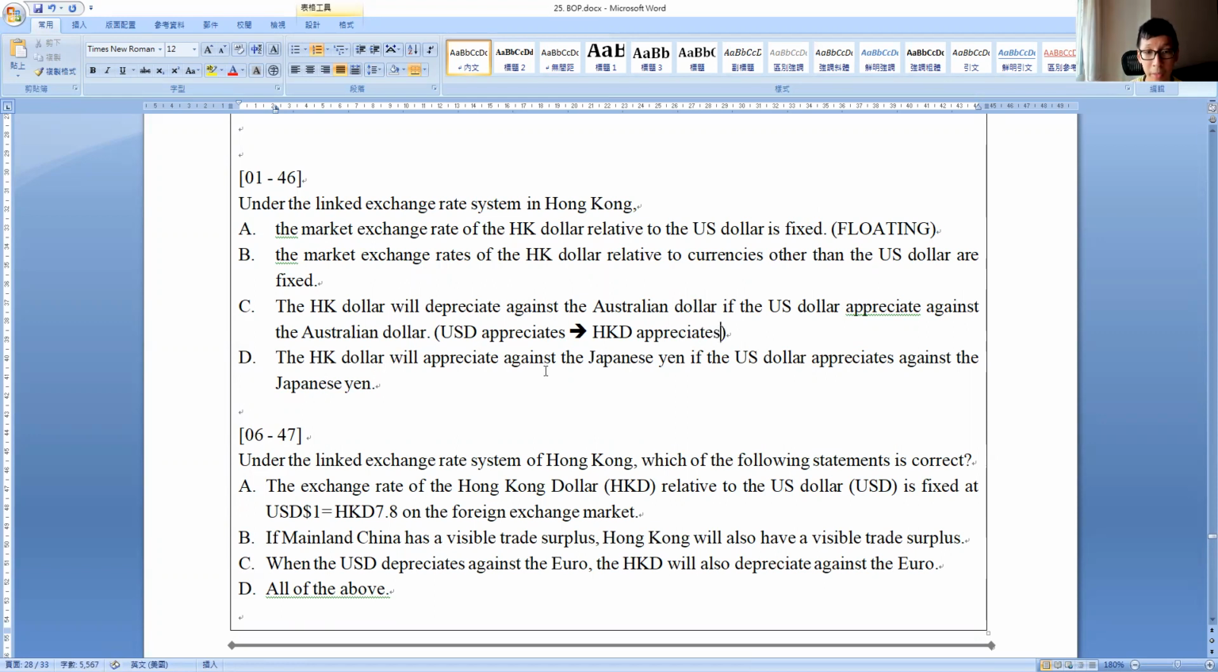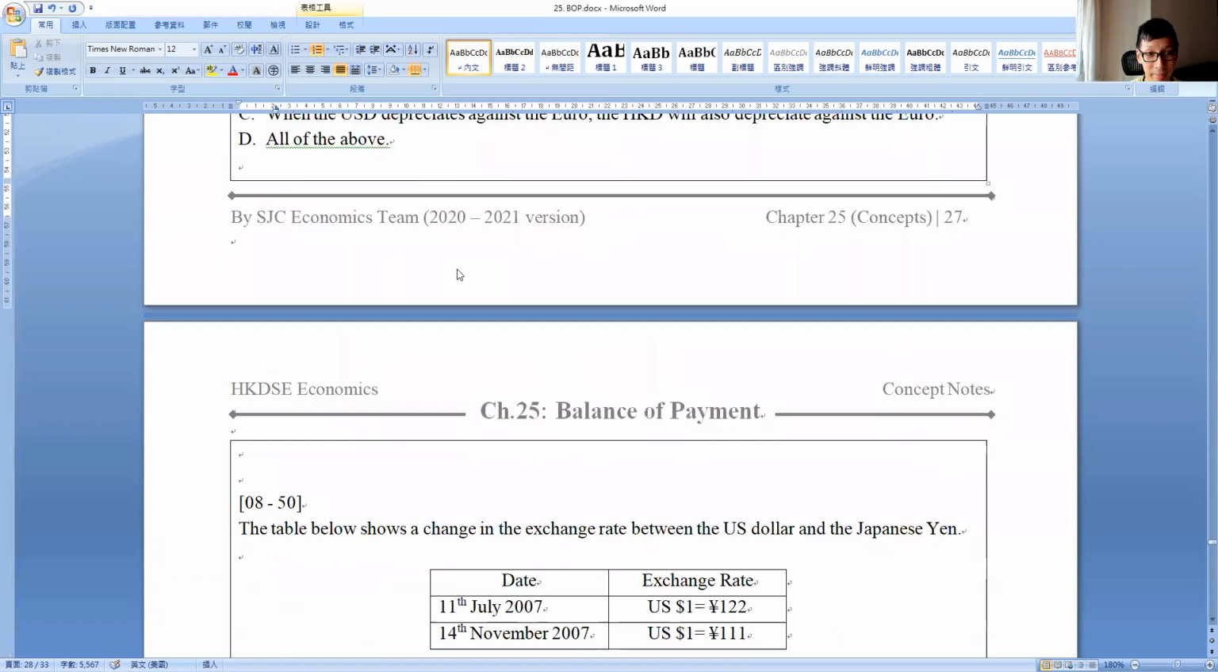So the answer will be D. The Hong Kong dollar will appreciate when the US dollar appreciates. Yes, it should be the case. D would be the answer we want. Not difficult. Now next one.